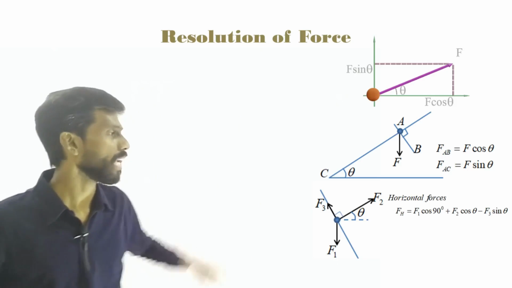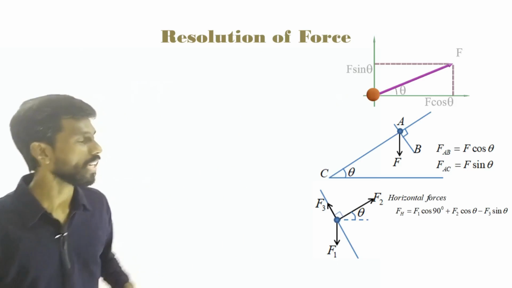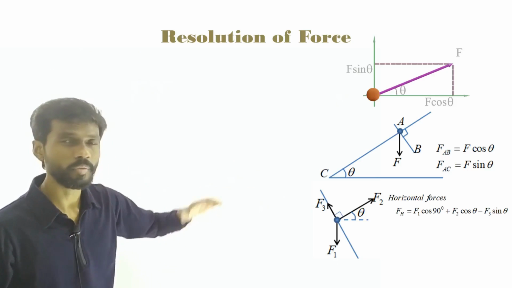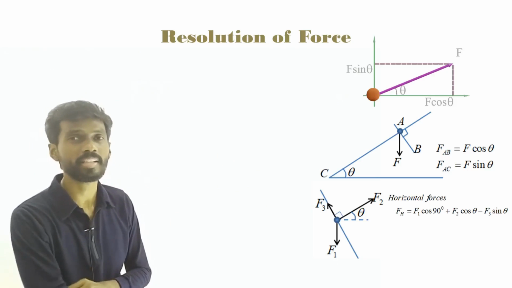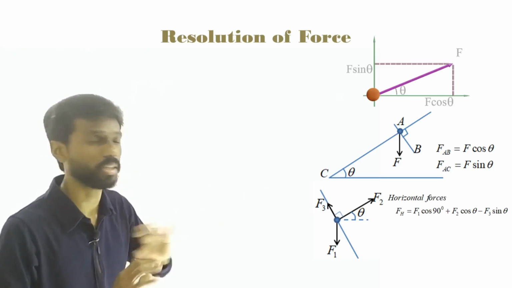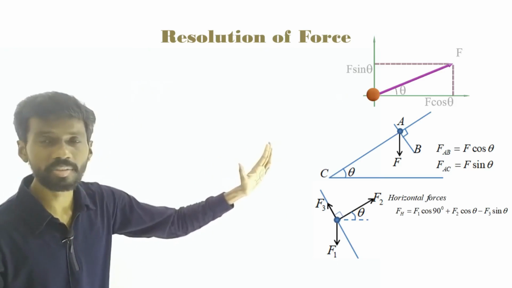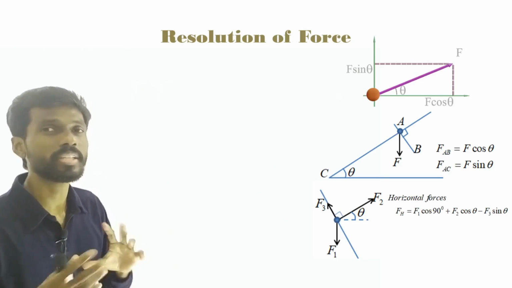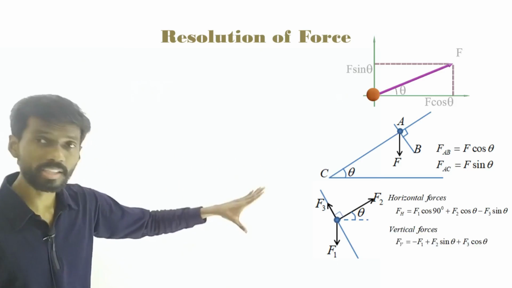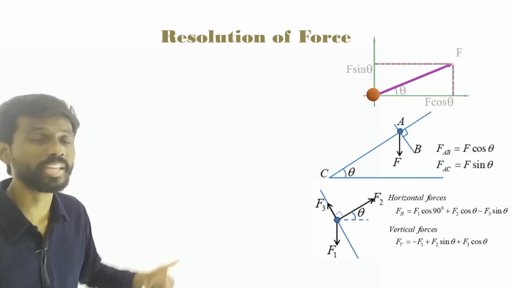Okay, now similarly F2. What is the angle made by F2 with the vertical? That angle is 90 minus theta, because with the horizontal F2 makes angle theta. With the vertical it will make angle 90 minus theta. That means F2 sin theta. So F2 sin theta is the projection of F2 in the vertical direction. Now what about F3? F3 makes angle theta with the vertical. So that means F3 cos theta. So F3 cos theta minus F1 plus F2 sin theta is the total force acting in the vertically upward direction.